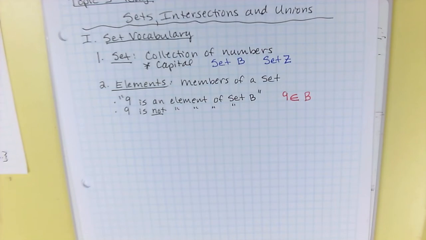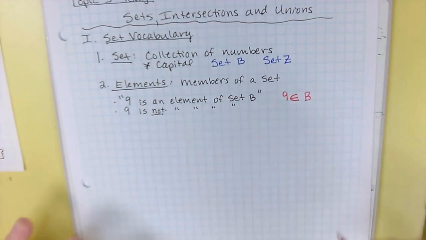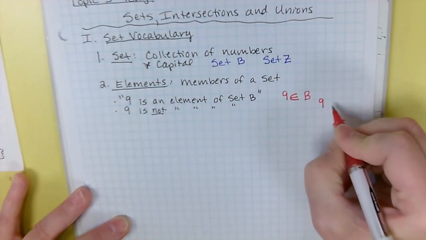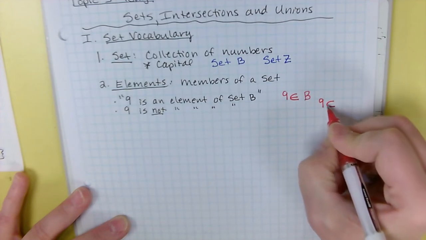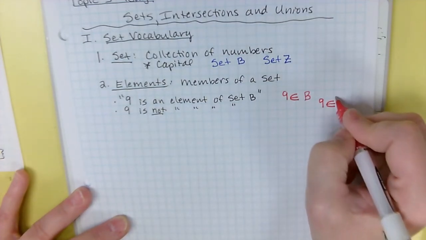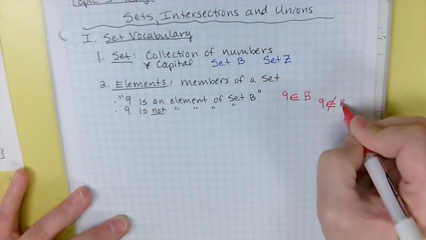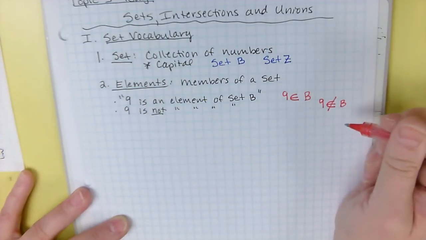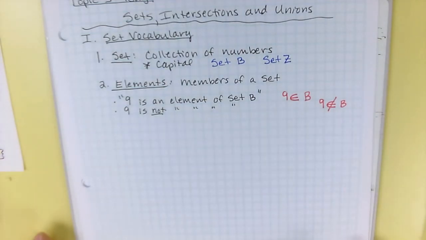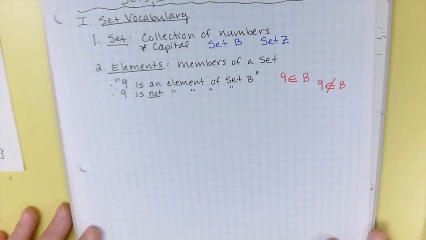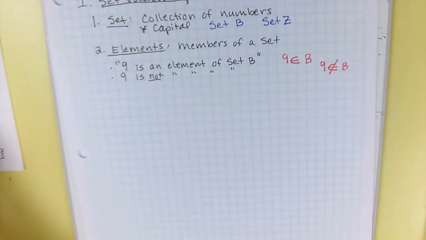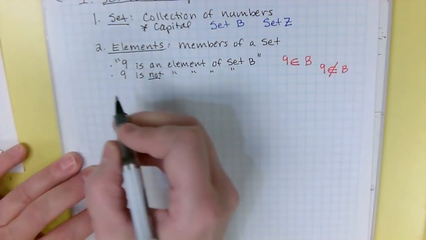And that is an epsilon. That's the Greek symbol epsilon. And to say 9 is not an element of set B, it's probably what you could guess. 9, and then you use your epsilon, except that you put a slanted line through it. It has to go at that angle, not up and down or left to right. Okay, so that's a little bit of element notation.